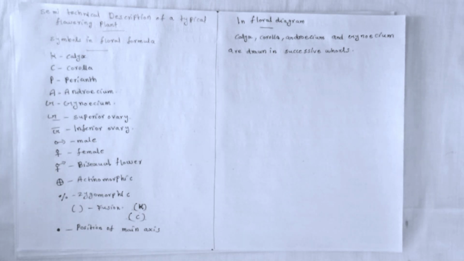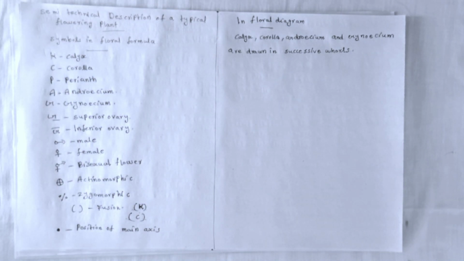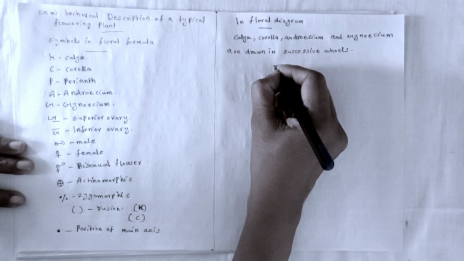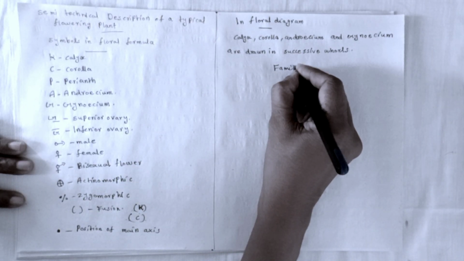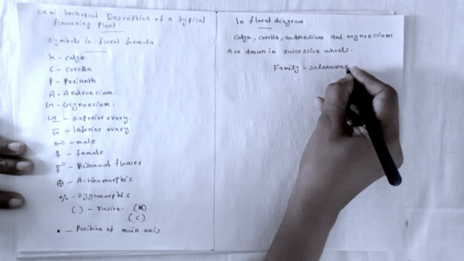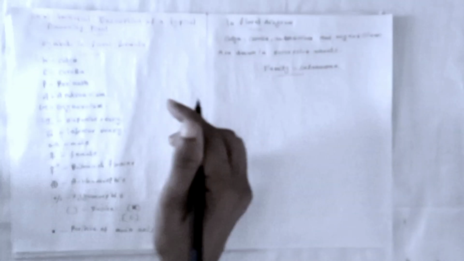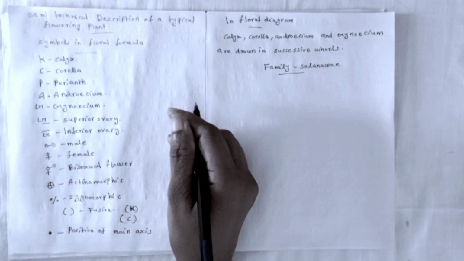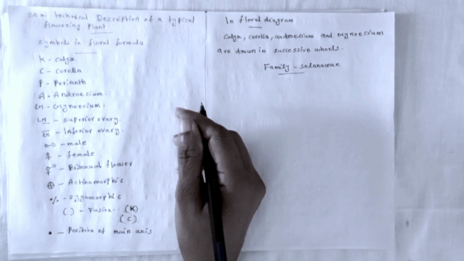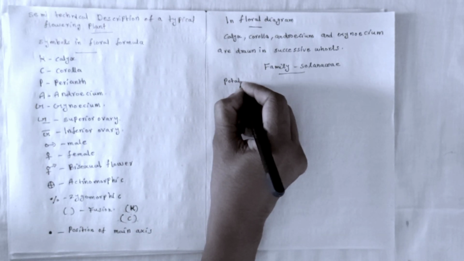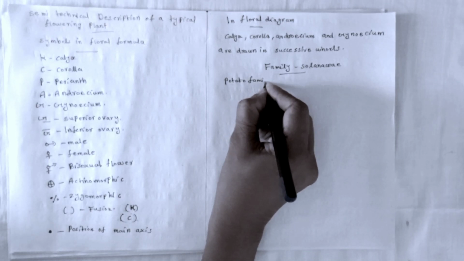Then we can study one plant family, family Solanaceae. It is one of the largest families, commonly called the potato family.